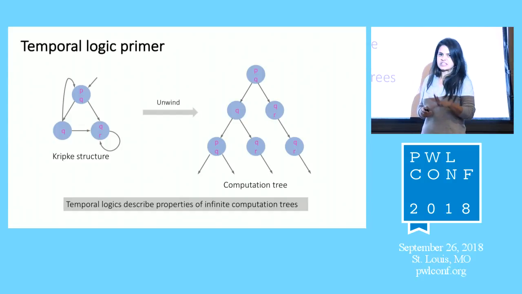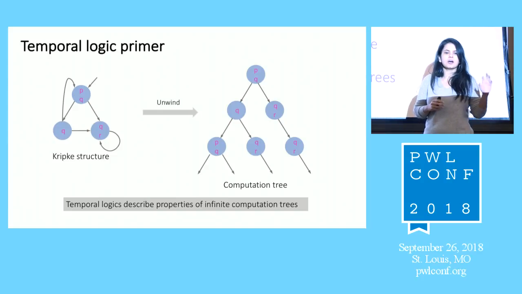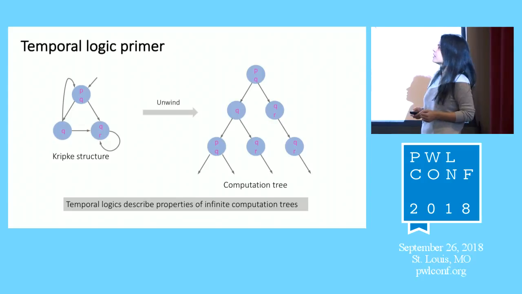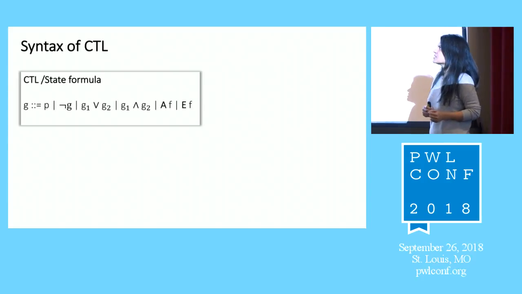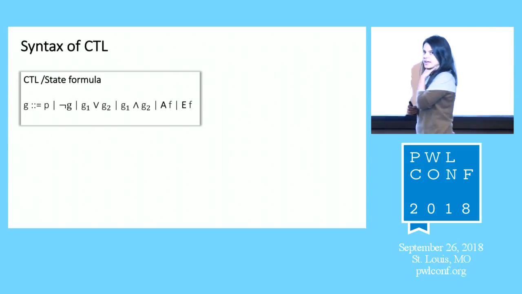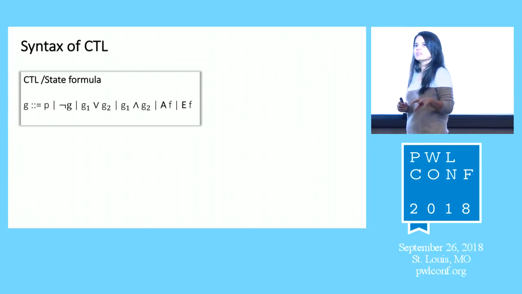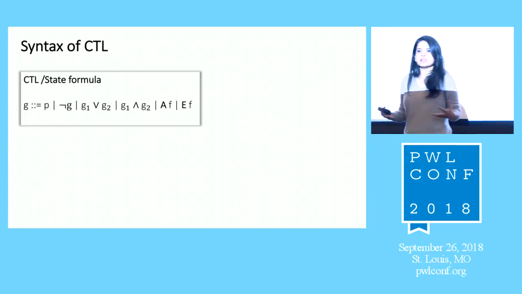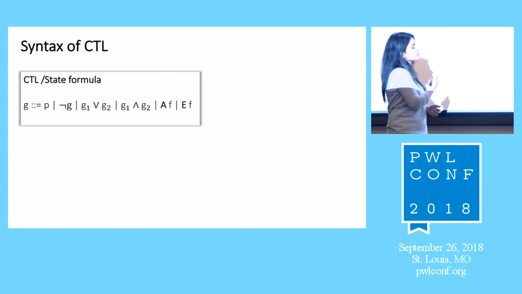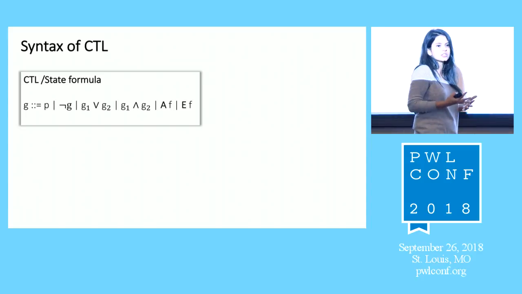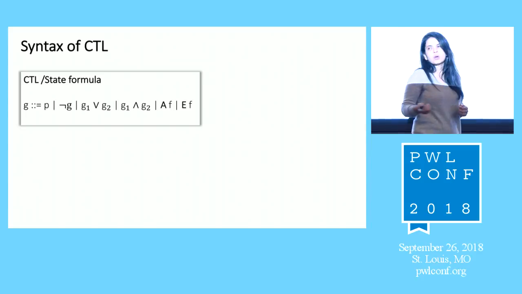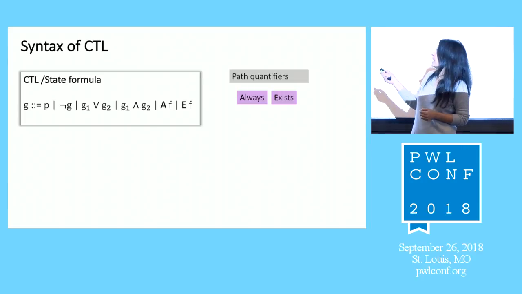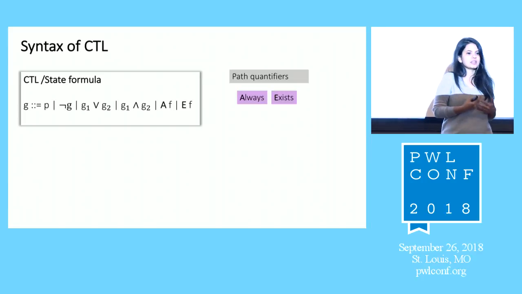So what does CTL look like? CTL is just one kind of temporal logic. There are many others out there in the field. So this is what a CTL formula looks like. A CTL formula is something that holds in a state of a Kripke structure and is built from atomic propositions, Boolean logical connectives, and these extra quantifiers that you see on the right, which are called path quantifiers, A and E, referred to as always and exists.